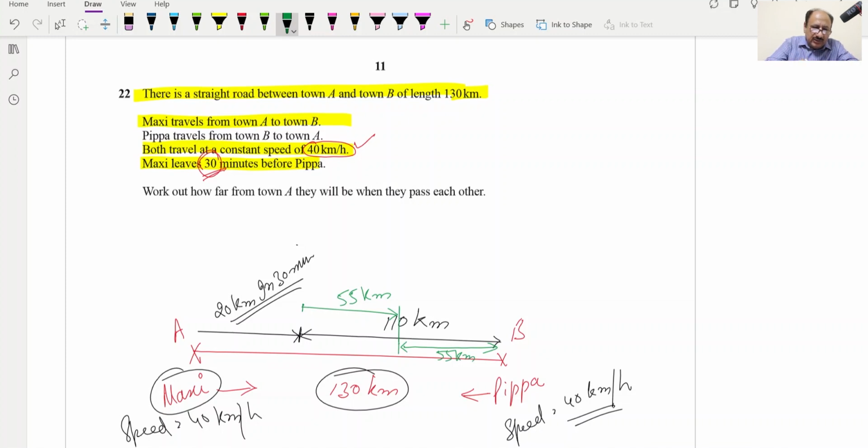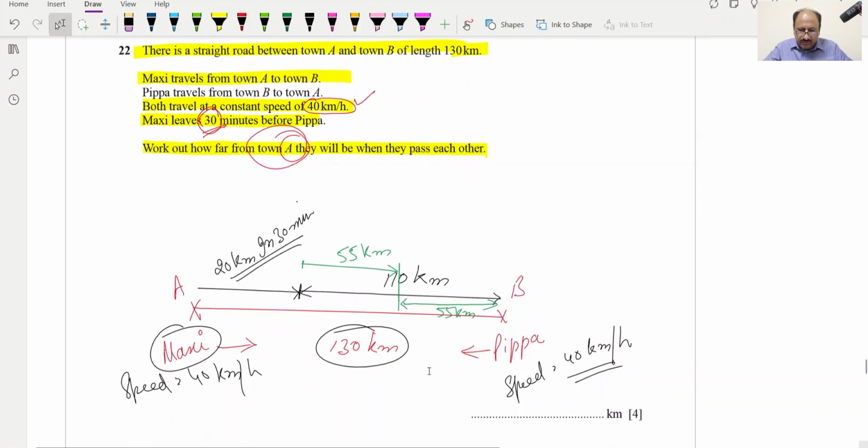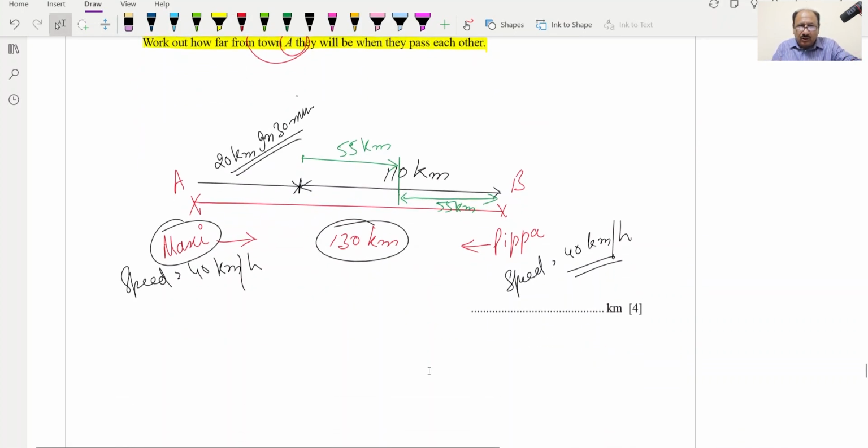Now the question is, work out how far from town A they will be when they pass each other. So the reference point they have provided is town A. So from town A we have to check the distance.